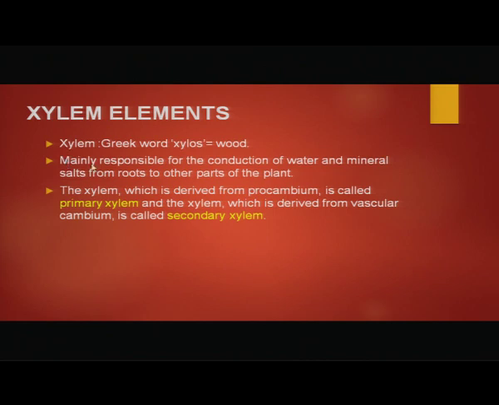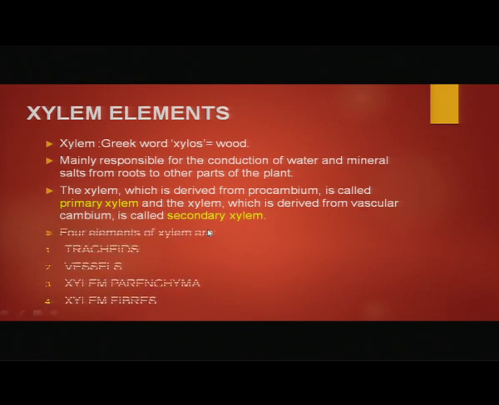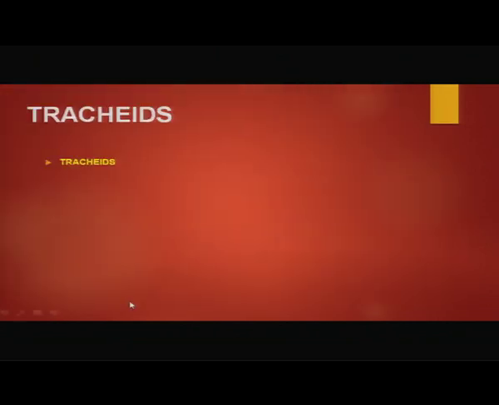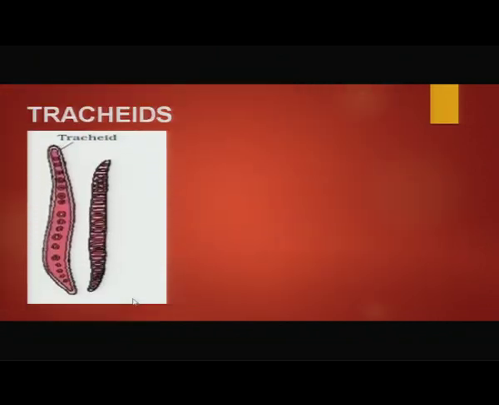As we know, xylem is mainly responsible for conduction of water and mineral salts from roots to other parts of the plants. Xylem which is formed earlier from the procambium is known as primary xylem, while the one which is derived later from the vascular cambium is known as secondary xylem. The four elements of xylem are tracheids, vessels, xylem parenchyma and xylem fibers. We will study about them one by one.